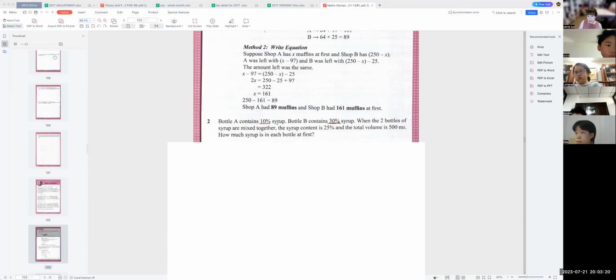So you need to know how much liquid each bottle contains at the very beginning. Because if bottle A has 100 milliliters, then it has 10 milliliters of syrup. If bottle A has 200 milliliters, that means it has 20 milliliters of syrup. Understand, everybody? Okay, so the amount of syrup in each bottle is actually based on the volume of each bottle. So let's take a look at this one.